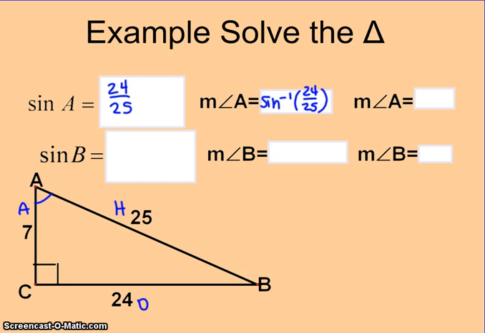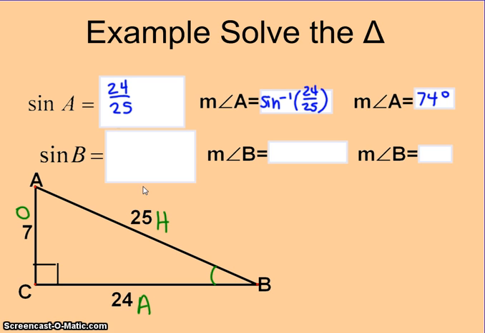Let's go ahead and round to the whole number. So I would say 74 degrees. Alright, now I erase these markings and I need to label the sides from the perspective of angle B. So 25 is still my hypotenuse, but 7 is opposite and 24 is adjacent.